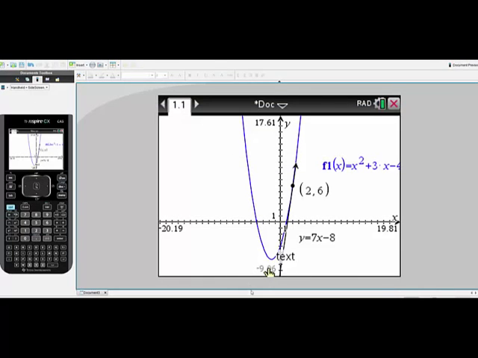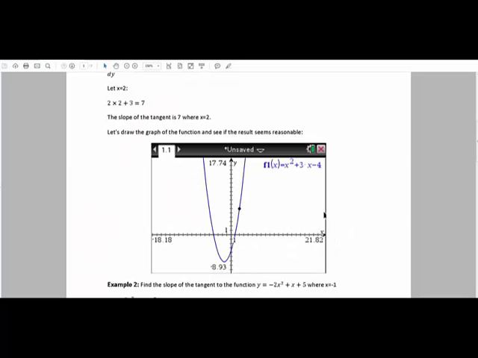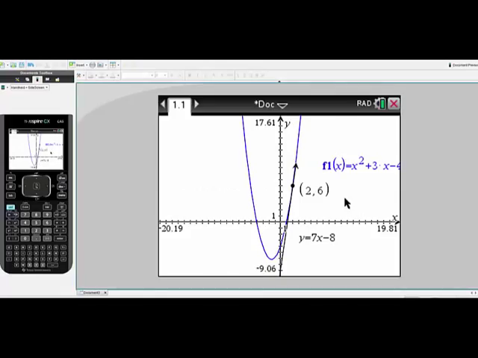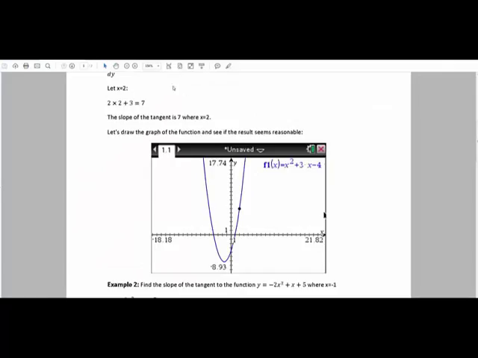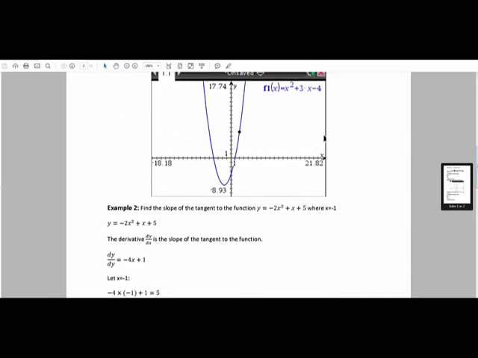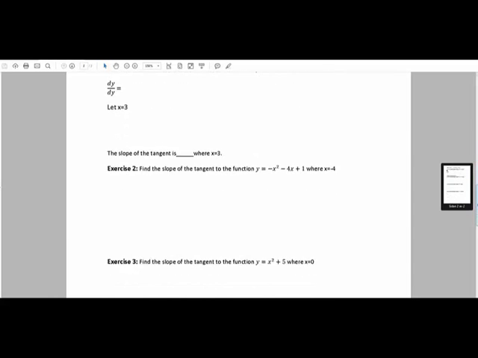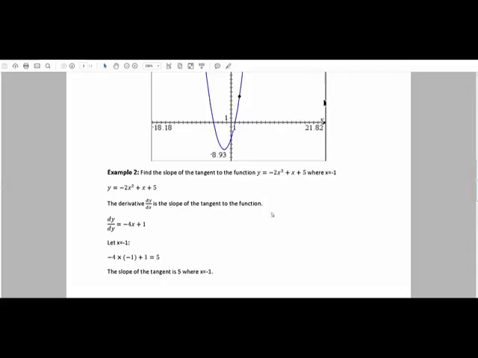So let's go back. Oops. So look at the PDF. So the slope of the tangent is 7, where x is equal to 2. And this is how it looks like. So we can just follow this method and be able to do example number 2. Find the slope of the tangent to the function where x is equal to minus 1.